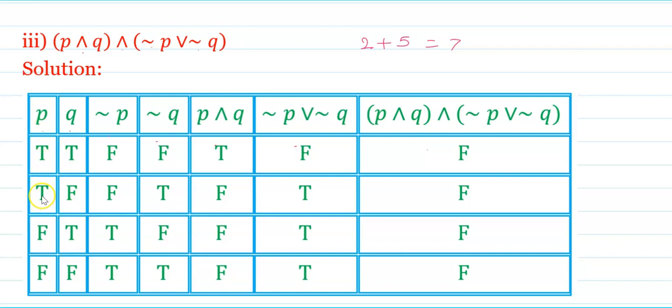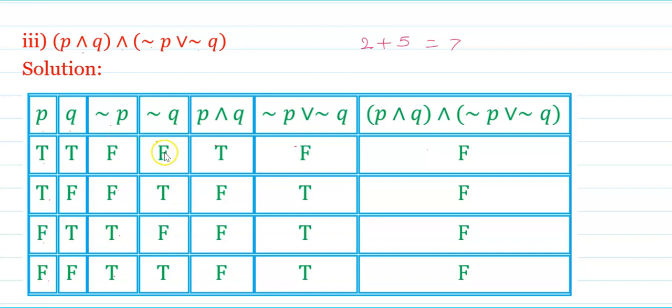First P, double T, double F. Q, TF, TF. Negation of P. T is a negation F. T is a negation F. F is a negation T. F is a negation T. Negation of Q. Negation of T is F. Negation of T.